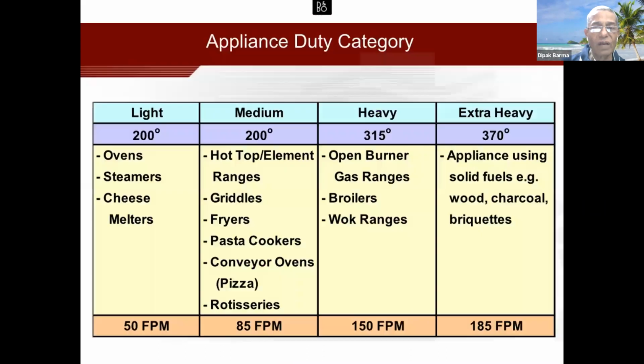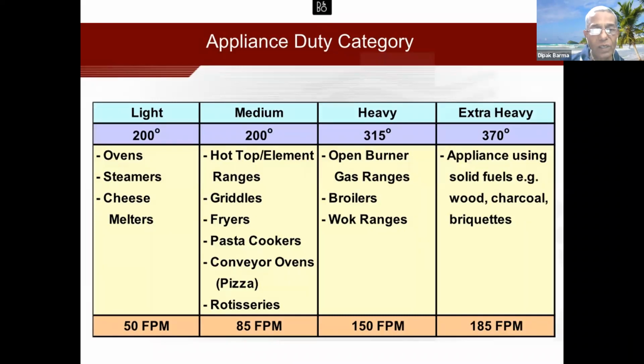Which this is something we have covered. Now there are different appliance duties. This is when we talk about what we need to have as a requirement. We need to know what is going to be cooked in a particular kitchen so that we can decide.